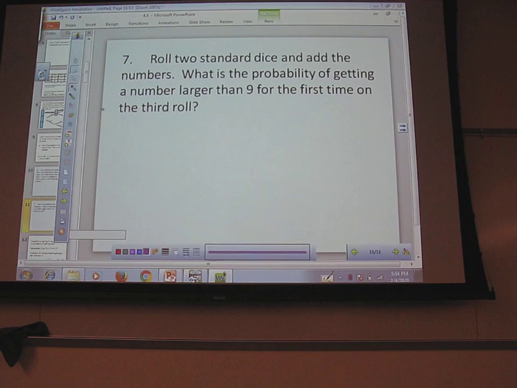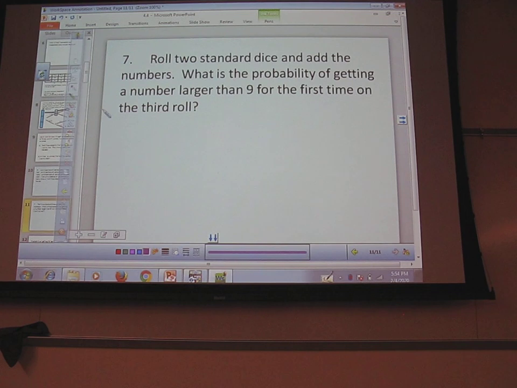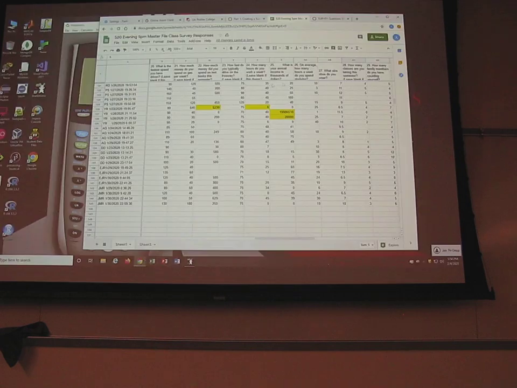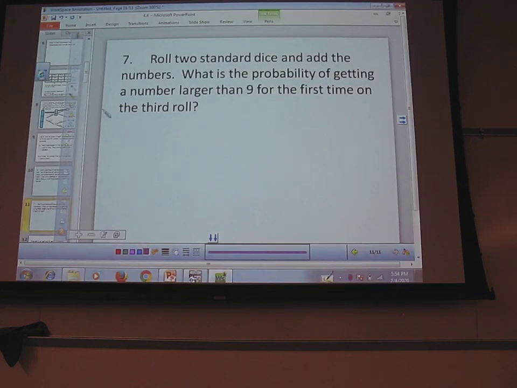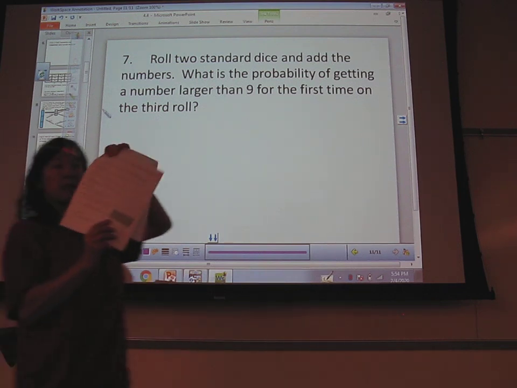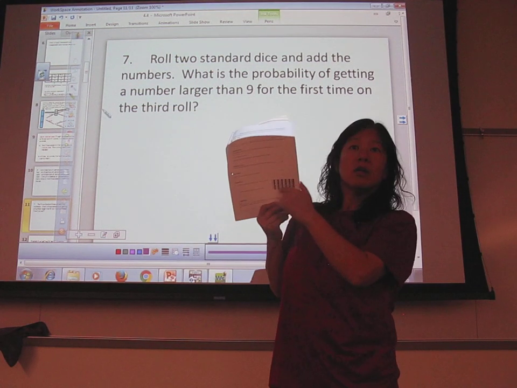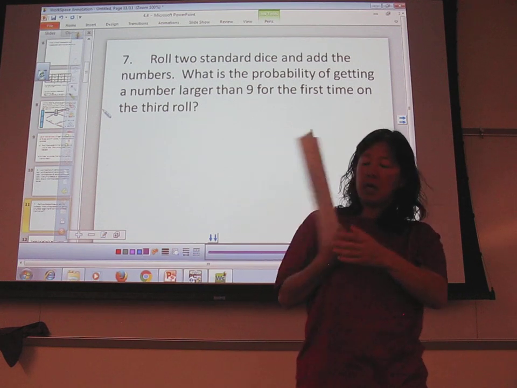Aha. Rolling 2 standard dice. Add the numbers. What's the probability of getting a number larger than 9 for the first time on the 3rd roll? So when you go to your homework, do I have it up there? I don't have it up there. Darn it. If you click on the Help Me Solve This, it will give you a little table of all the dice options. And if you look at the little table, or you can look in your notes, it's in your notes as well. We have some dice in here. It's right here, right? The little dice spot right there on the 3rd page.